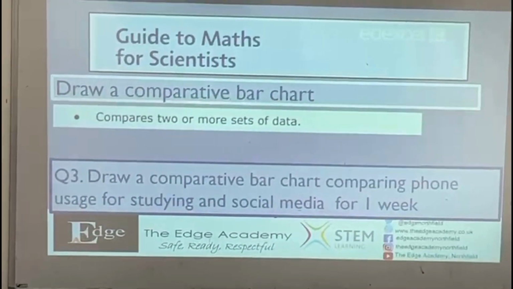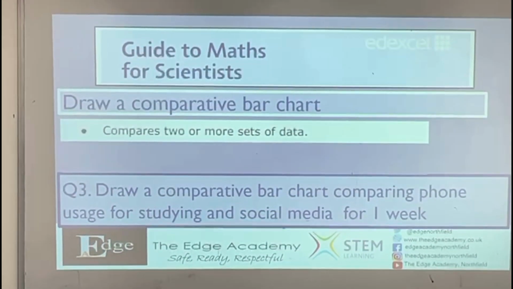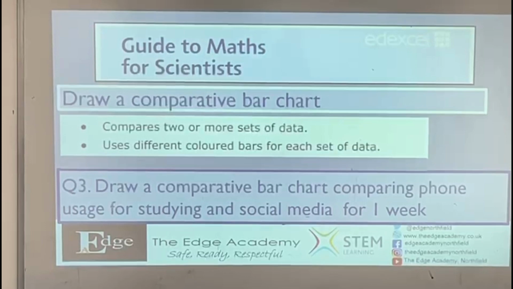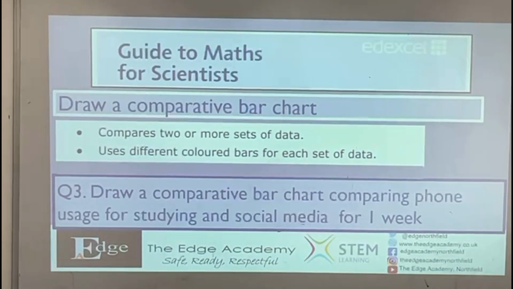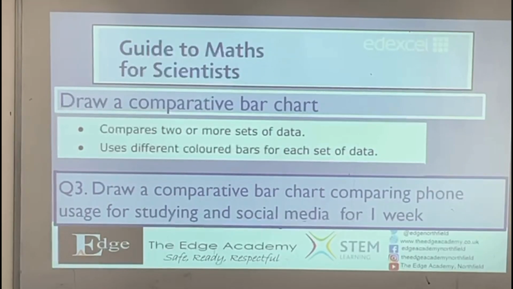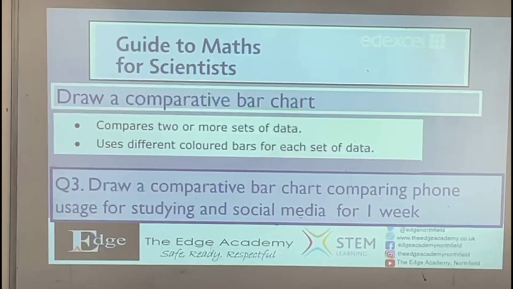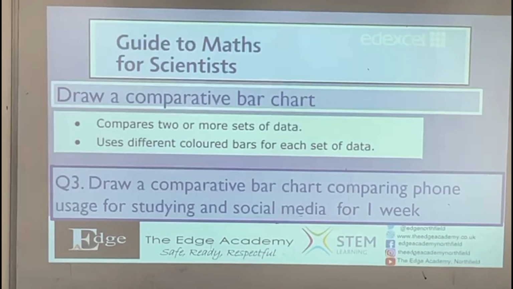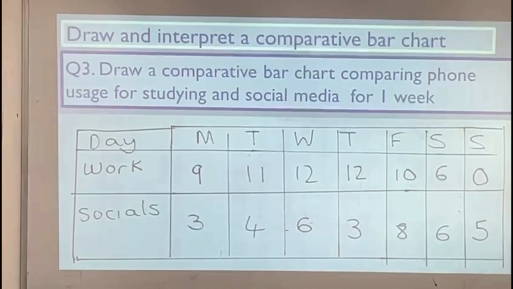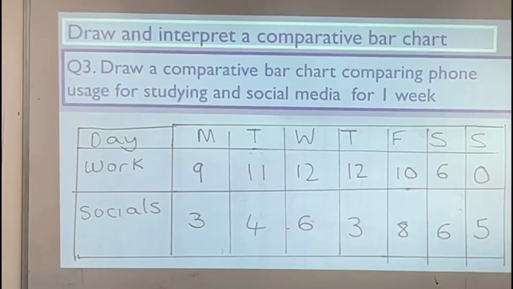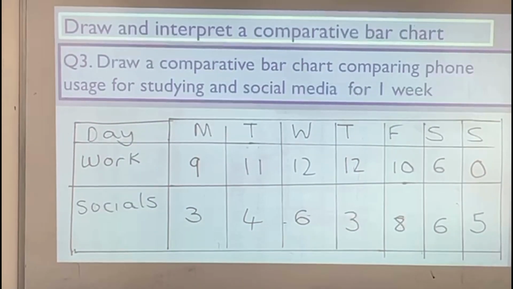We need to draw a comparative bar chart now. So this is something that compares 2 or more sets of data, and you need to use different colours for each data set. So what I would like you to try and do for me is draw a comparative bar chart comparing your phone usage for studying and social media for 1 week. The easiest way to do this is to draw a table, and every time you pick up your phone, if it's for social media, just jot it down. If it's to do some kind of home learning, jot it down.